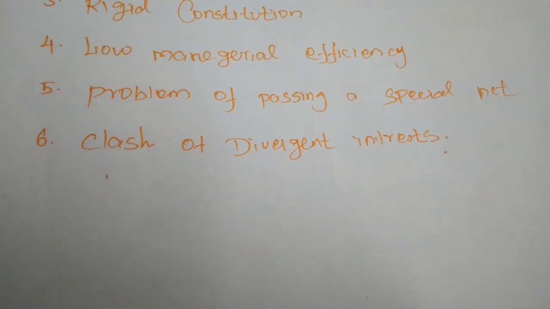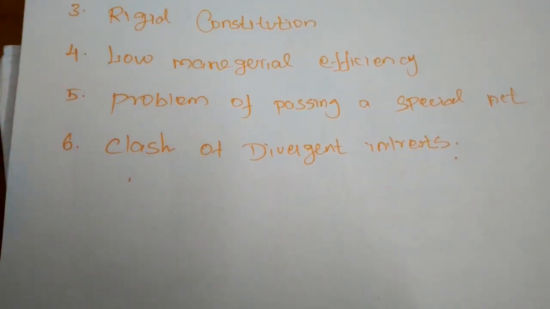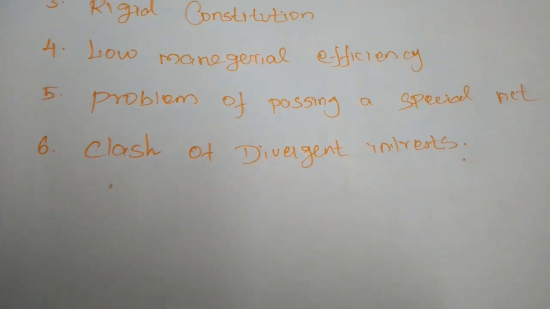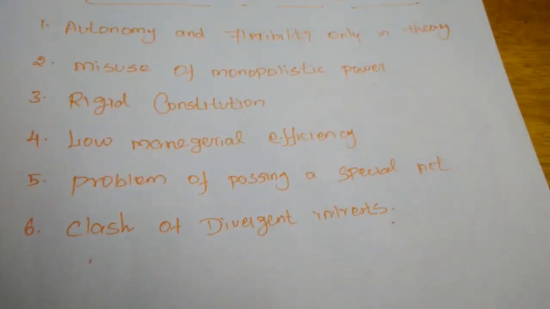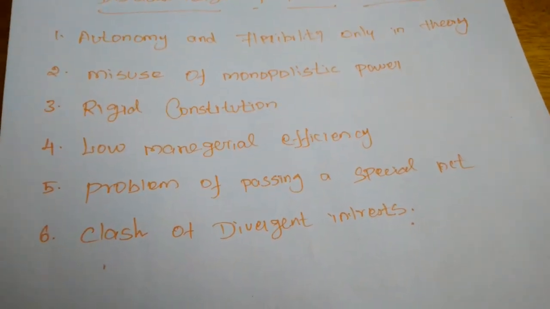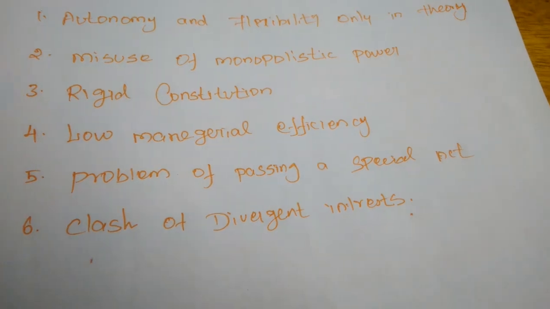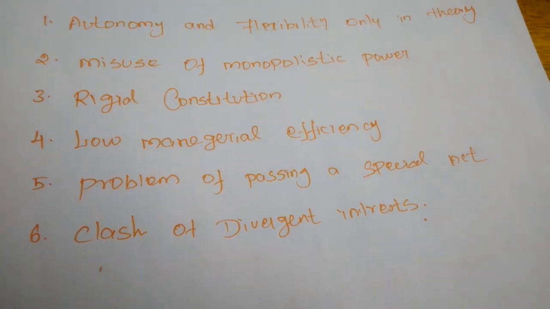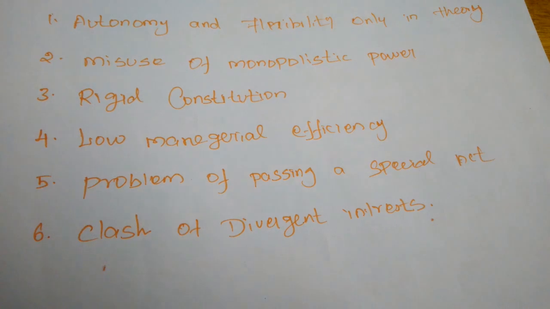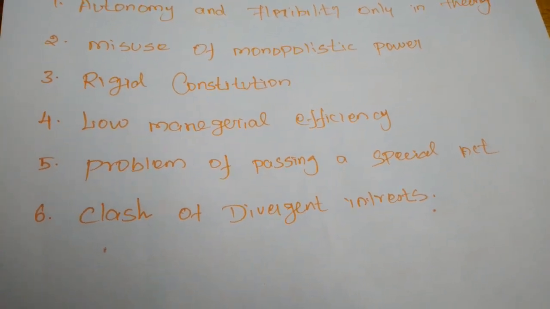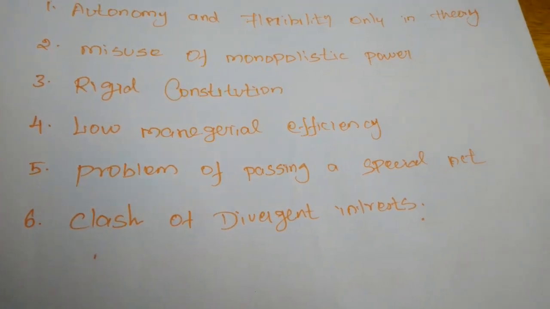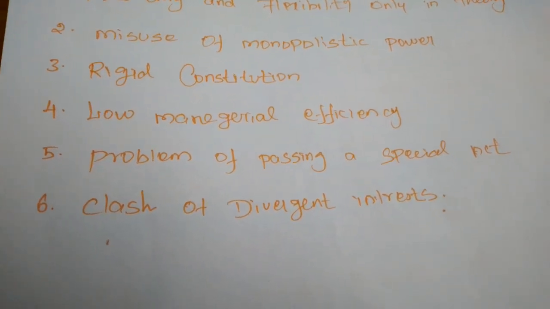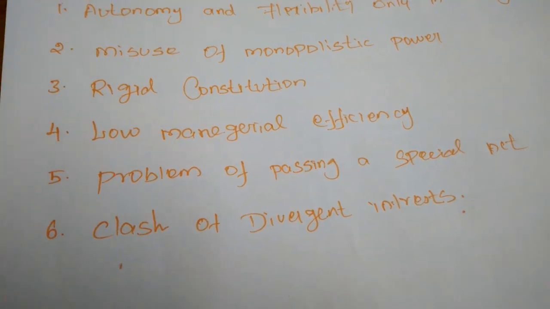Next, clash of divergent interests. In the board of directors of public corporations, conflicts may arise among representatives of different groups. Among the board of directors, the managers, the workers, or between the workers and the board of directors, different types of conflicts may appear. Such clashes tell upon the efficient functioning of the corporations and may hamper their growth. If any conflicts or misunderstandings arise among the workers, the board of directors, or between the directors and the managers, the growth of public corporations will never improve.